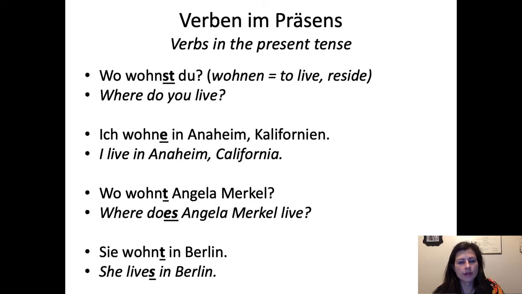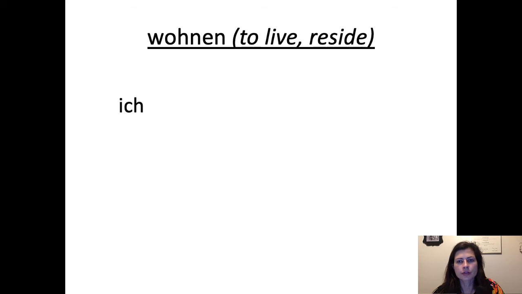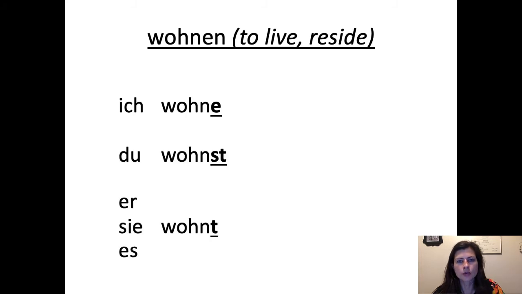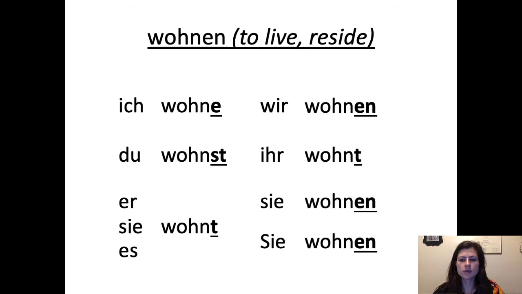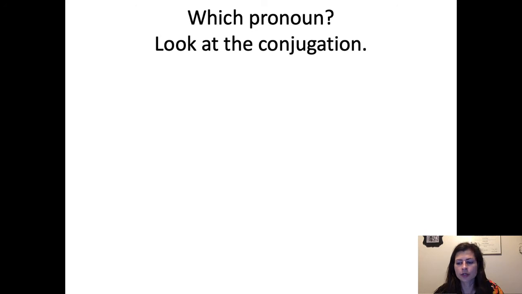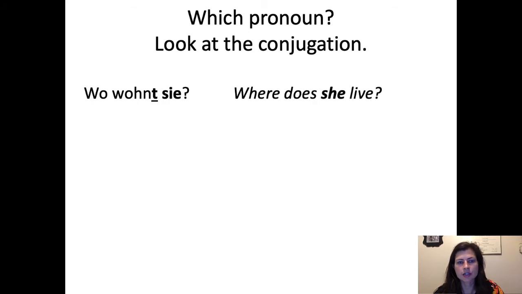So we've got to, of course, conjugate those verbs according to the subject. And when we do this, we can do it with pronouns, right? Ich wohne. Du wohnst, er, sie, es wohnt, wir wohnen, ihr wohnt, sie wohnen. And of course the big question at the beginning is, how do you know the difference between she and they and you formal? A big part of it is looking at the conjugation of the verb. So which pronoun are we going to use when we translate a sentence? Well, first we look at the conjugation. Wo wohnt sie? Has to be where does she live, right?